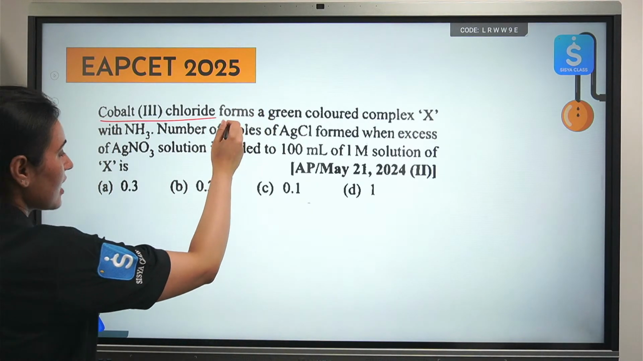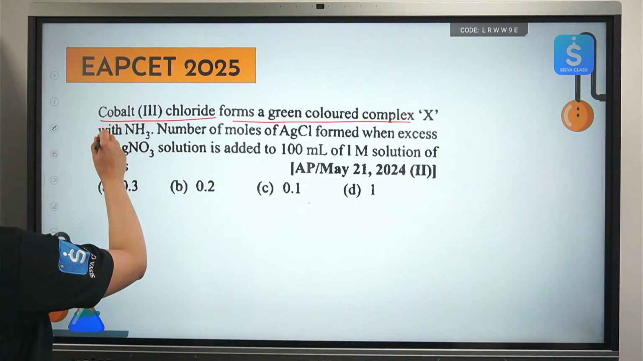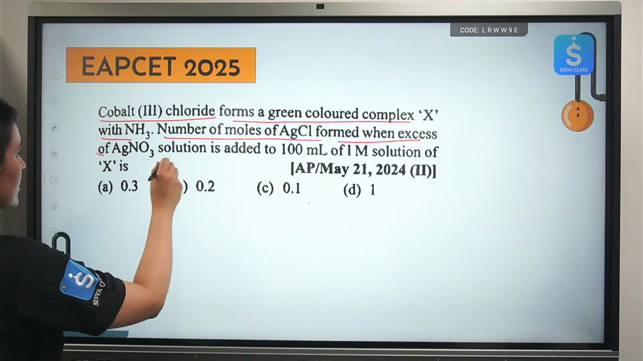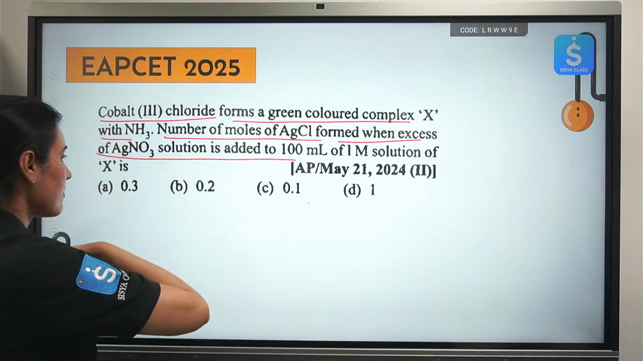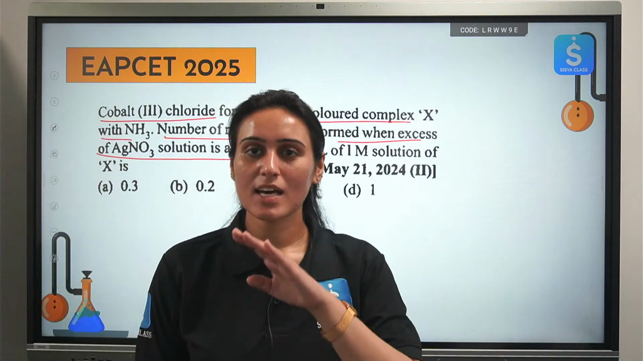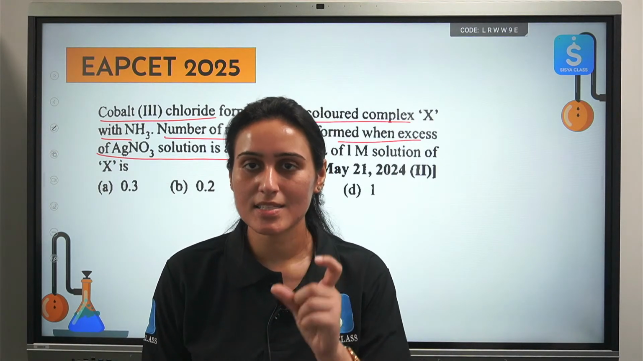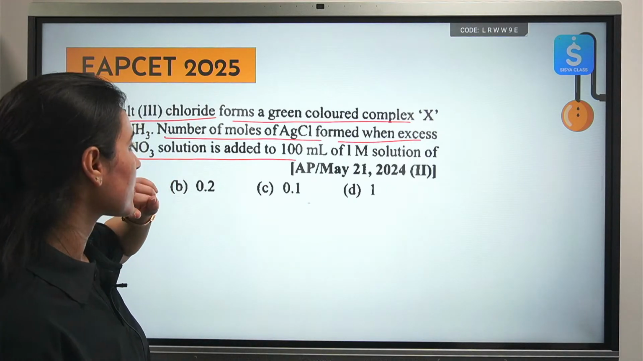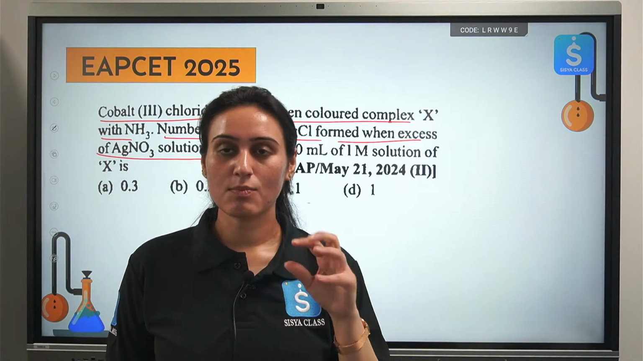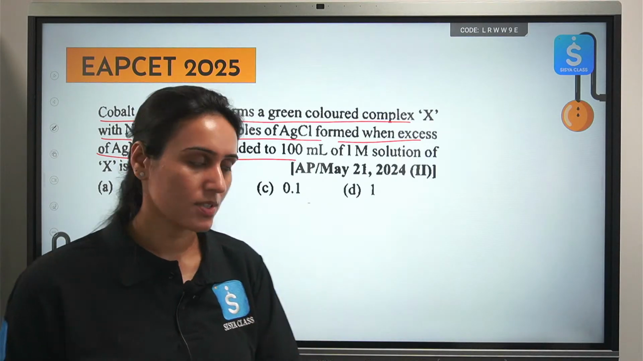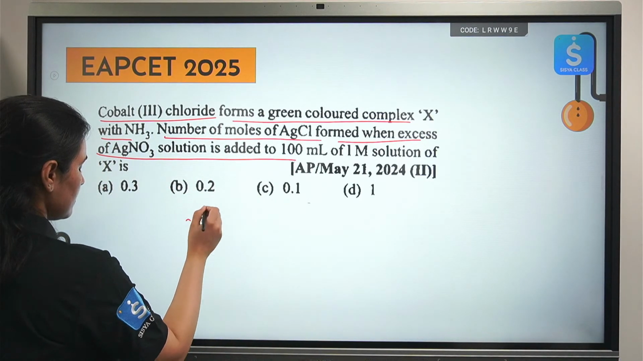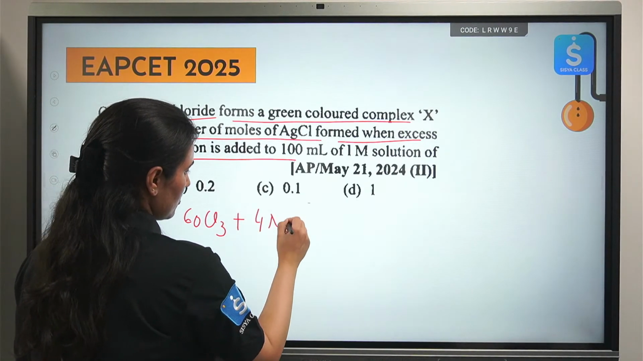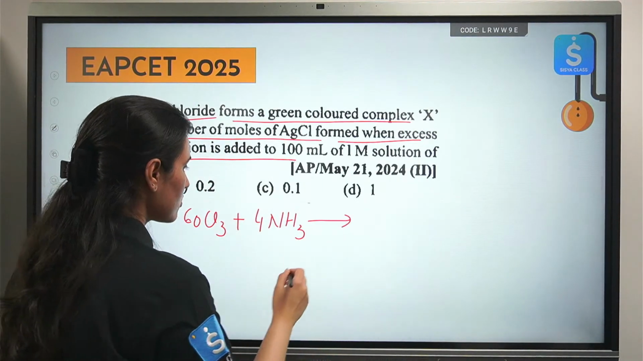Cobalt(III) chloride forms a green colored complex X with ammonia. How many moles of silver chloride are formed when excess AgNO3 solution is added to this much ml of 1 molar solution? So, read the question in small steps. Read the first statement. What are they telling you? That there is some cobalt(III) chloride complex that is bonding with ammonia. Write that first. Okay, so this is the complex they are talking about.